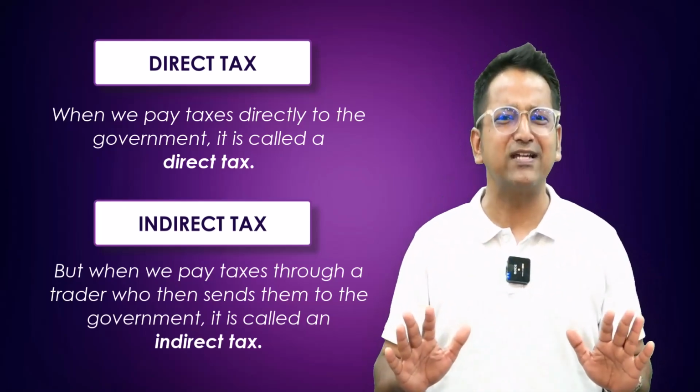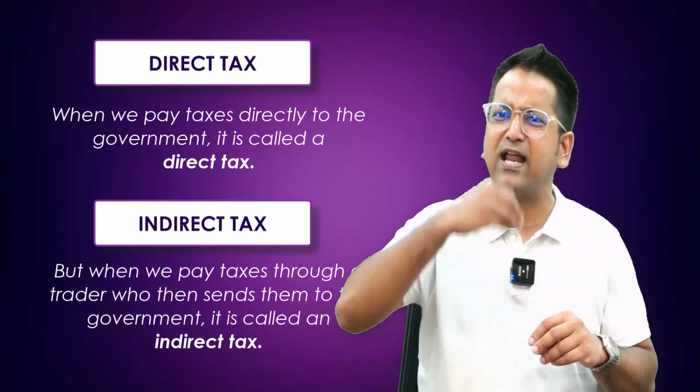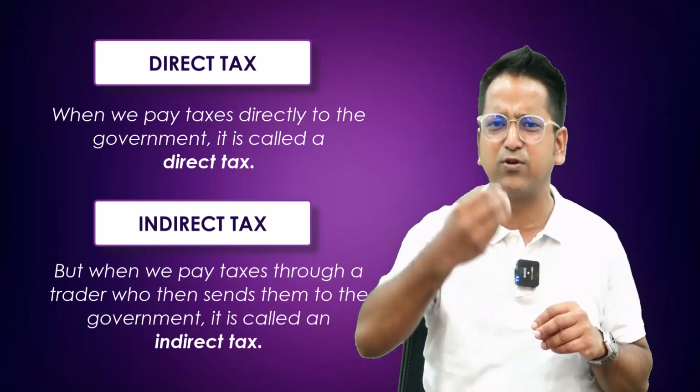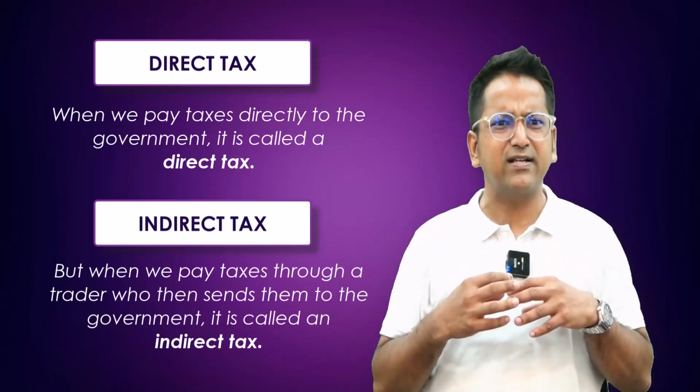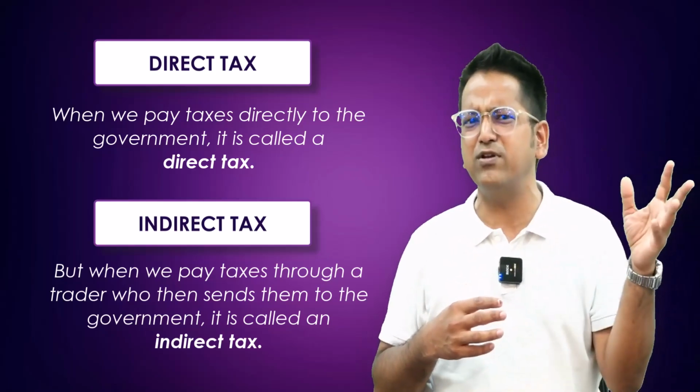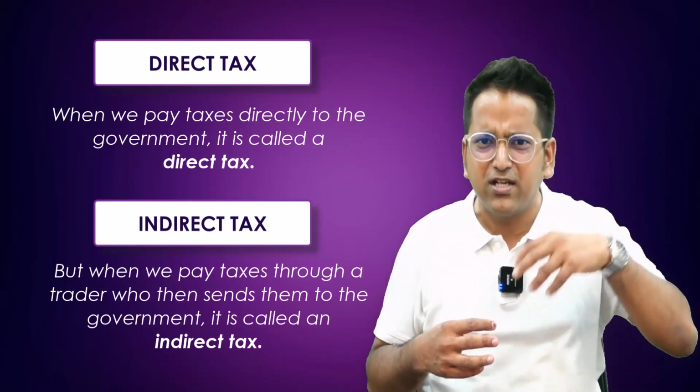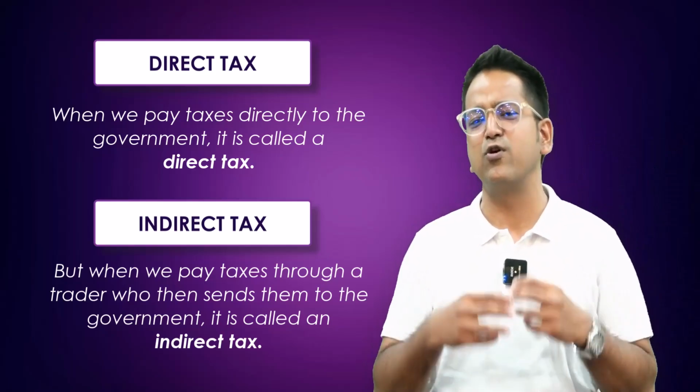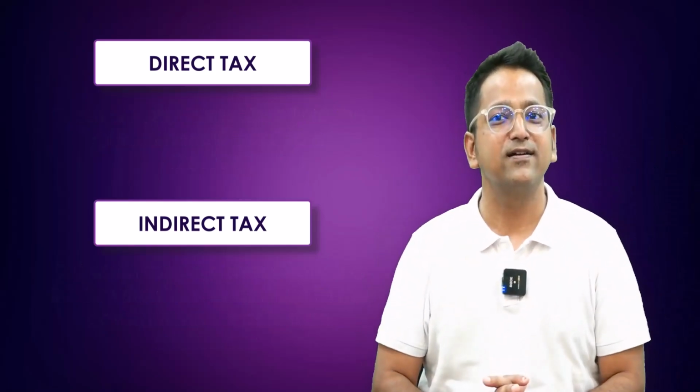In short, if we directly give taxes to the government, then it is a direct tax. But if I pay the tax not directly to government, but the taxes reach the government through some trader, so that would be an indirect tax.